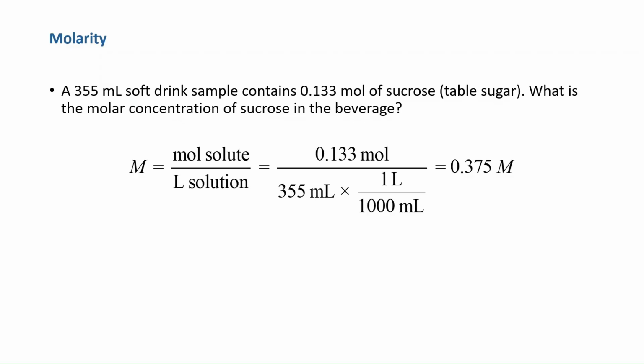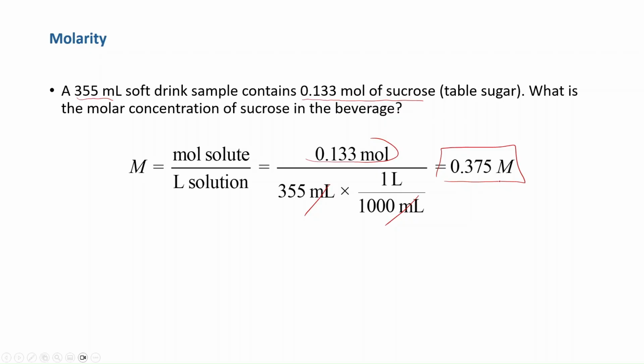So for instance, you have a soft drink. The volume is 355 milliliters, and it tells you it has 0.133 moles of sugar. So what is the molar concentration of sugar? Well, first thing, remember, is moles per liter. So you have to change the milliliters to liters. So it's moles of solute divided by the liters of solution. The moles of solute are given. I change 355 milliliters to liters. Remember, 1 liter has 1,000 milliliters, so milliliters cancels out. That's the molarity, or moles per liter.